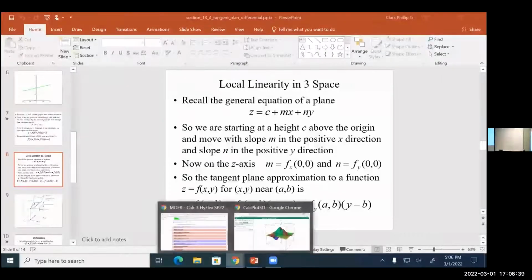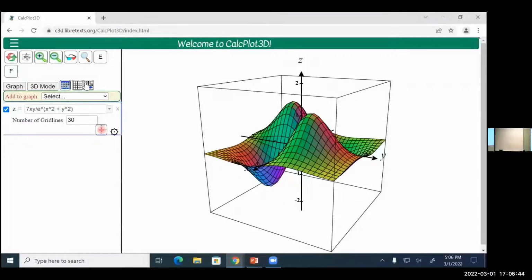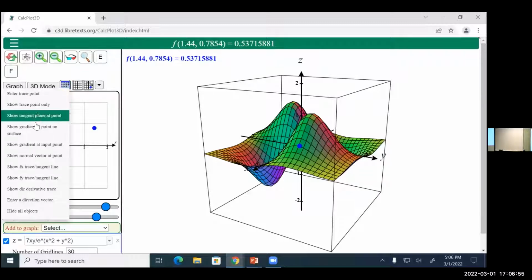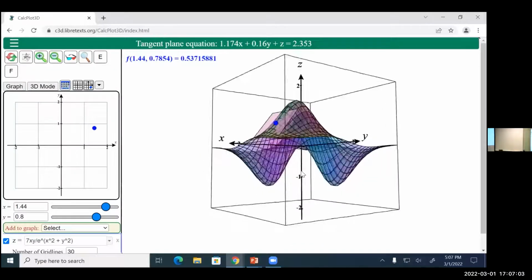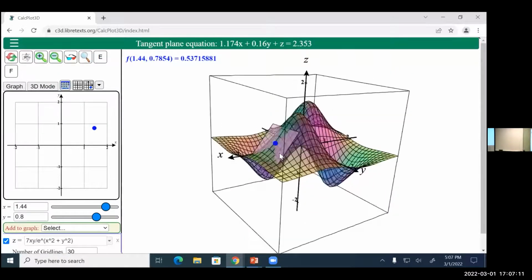So if we bring up a function in our CalcPlot3D, one of the things we can do, we put on a point here, so you can see my little blue point going along. I can have CalcPlot3D add a tangent plane for me. All right, so you can see the tangent plane right here at that point. It's okay that the tangent plane goes through the curve. It just needs to be tangent at that point. And I can move it around and it'll basically move that tangent plane around.